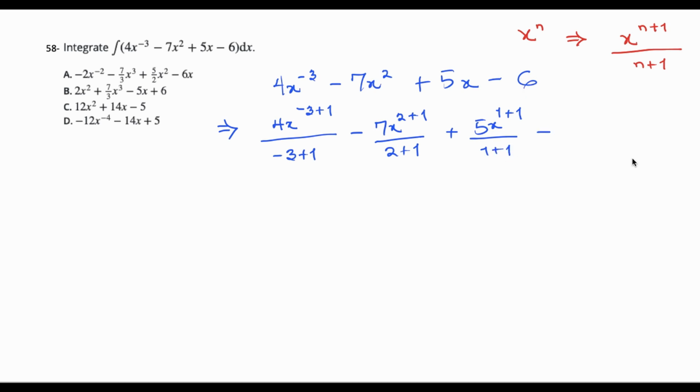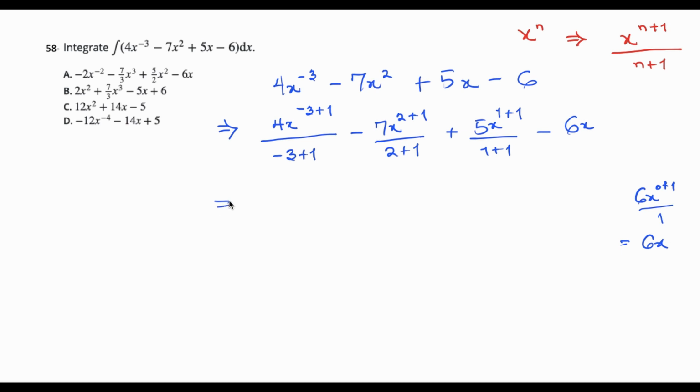And for 6, what this literally means is 6x raised to the power 0, because anything raised to the power 0 is equal to 1. So the power of our x here is literally 0. And if we do that, that's going to be 0 plus 1 divided by 1. So now this is going to be 6x raised to the power 1, and that's going to be 6x. So whenever you're integrating a constant with respect to x, all you have to do is add x to that constant, and 6 becomes 6x.